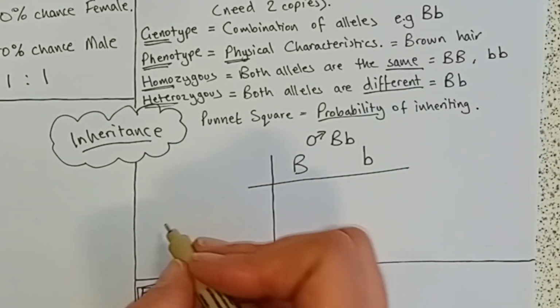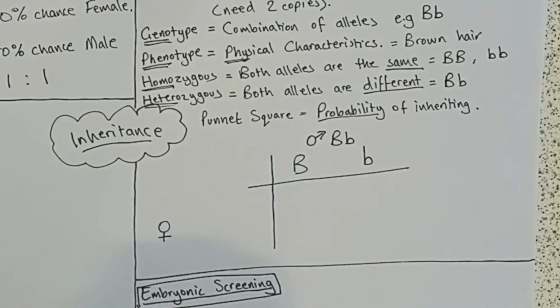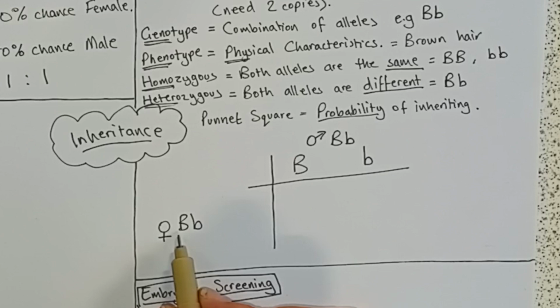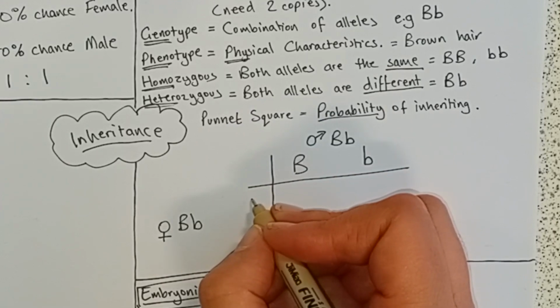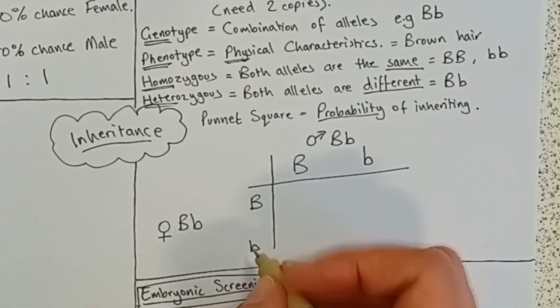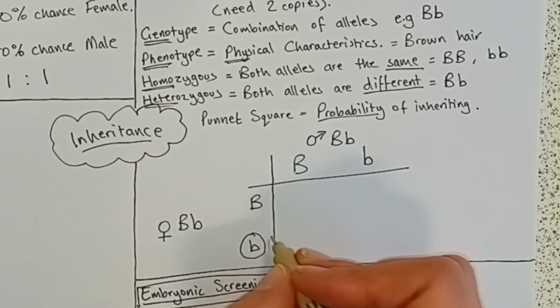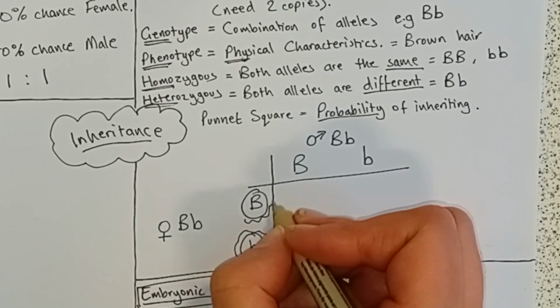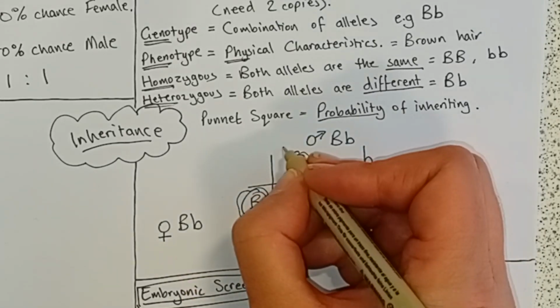Let's put the mum on this side this time. She's also heterozygous. She's got 1 dominant brown-haired gene and 1 blonde-haired gene. She'll have brown hair, but she's carrying the blonde-haired allele. Half of her eggs will therefore have the big B. Half of her eggs will therefore have the recessive little b. Let's turn those into eggs. Let's turn these into sperm.